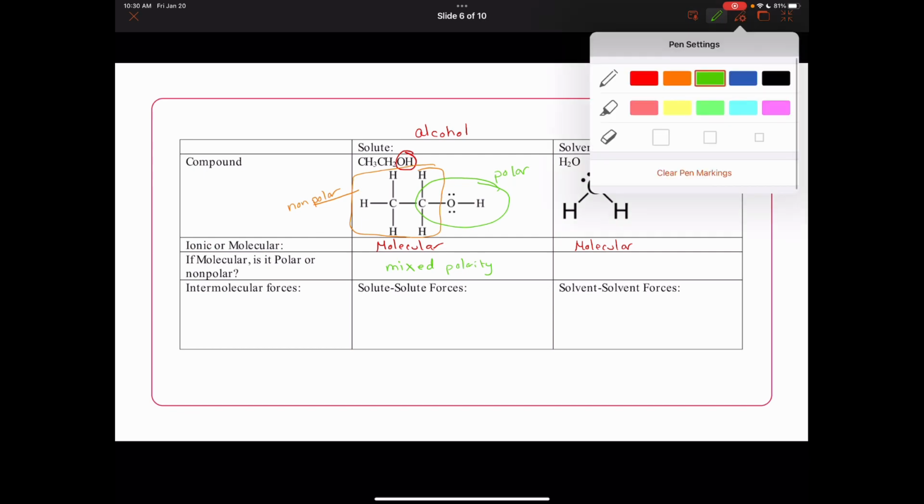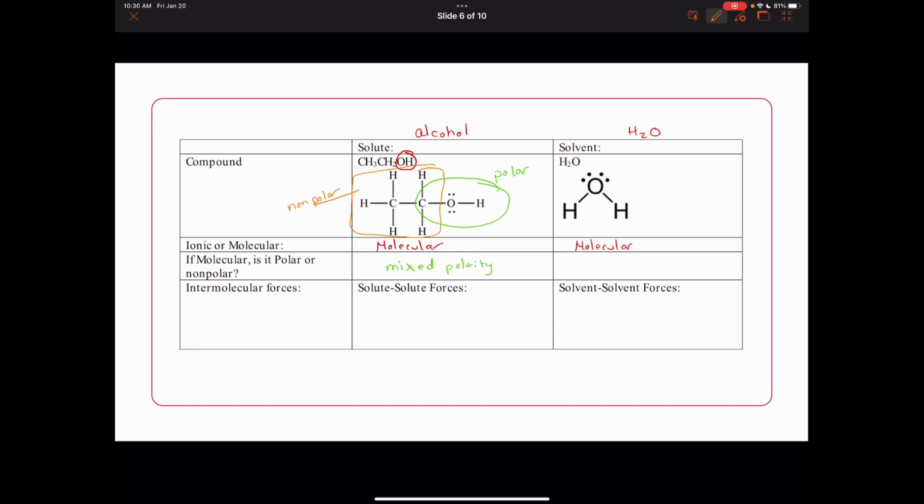But if I look at my water molecule, I have a simple atom, a single center atom. The oxygen-hydrogen bonds are polar. The lone pairs make it unsymmetrical. So the water is a polar molecule.